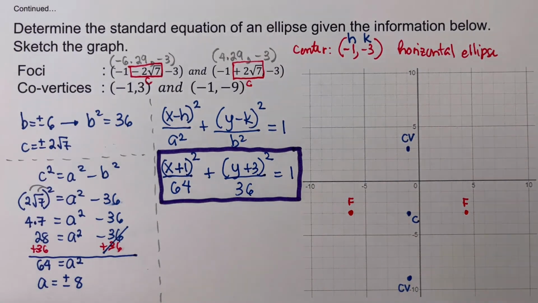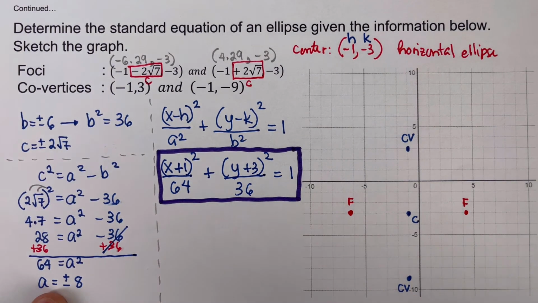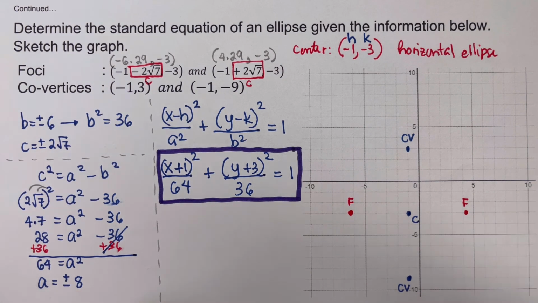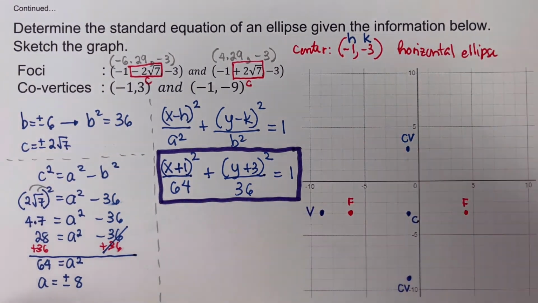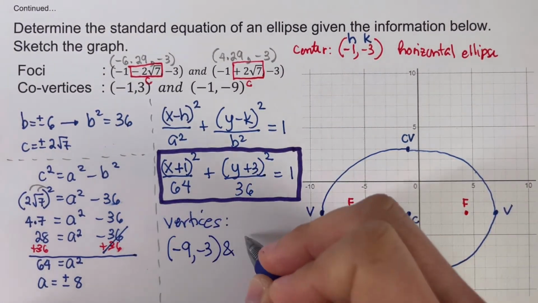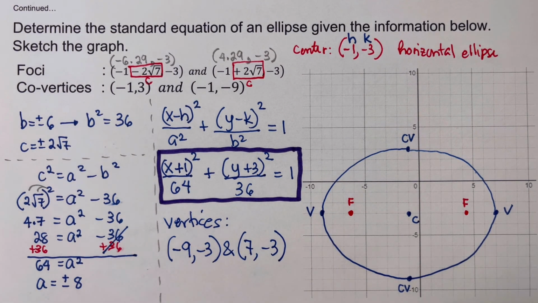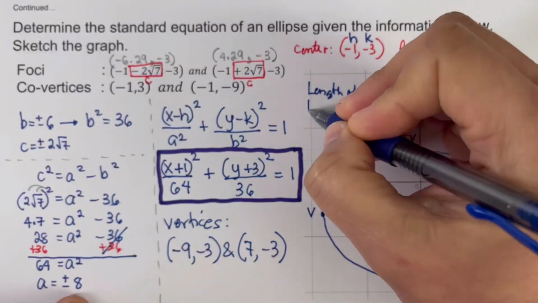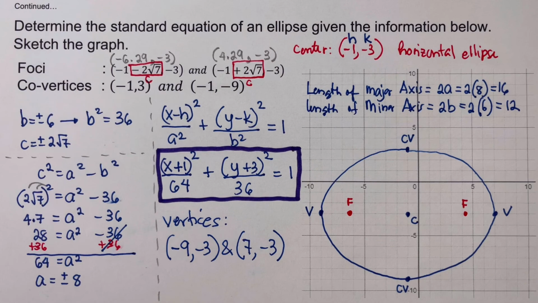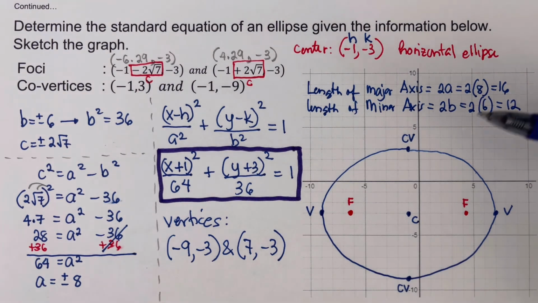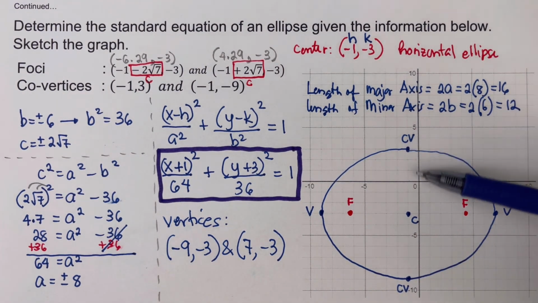Now, we remember that our a here is the distance from the center to the vertex. So that means we count 8 steps to the left and 8 steps to the right to determine the location of the two vertices. So these are the coordinates of these two vertices. Now let's determine the length of the major axis and the length of the minor axis. So if we counted, the length from vertex to vertex would be 16, and the length from the co-vertex to the co-vertex would be 12.